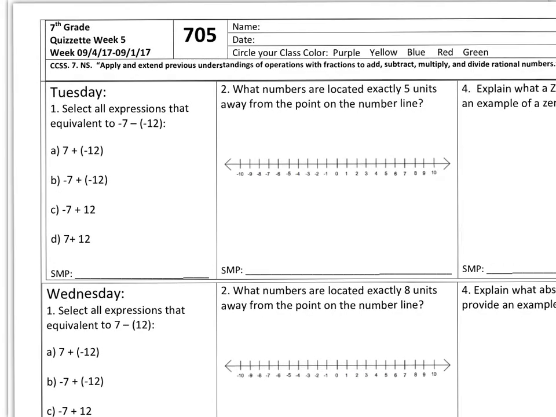So I'm going to try to write that right now. Last name, comma, first name. My writing is not the neatest. And the date today is September 7th. I'm sorry, September 5th. So 09/05/17. And your class color, today I'll say that I'm red. So make sure you circle your class color.